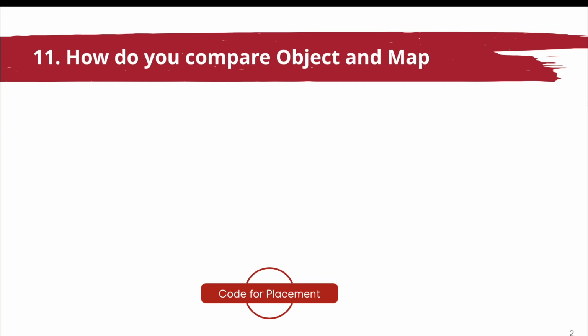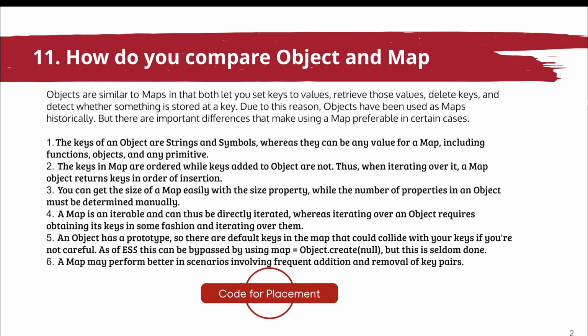How do you compare object with map? Basically object is similar to map. In both we use the same key to retrieve values or delete the key. The key of an object can be a string or symbol, whereas the key of a map can be a function, object or primitive data type. The keys in a map are ordered, whereas in an object they are not ordered.